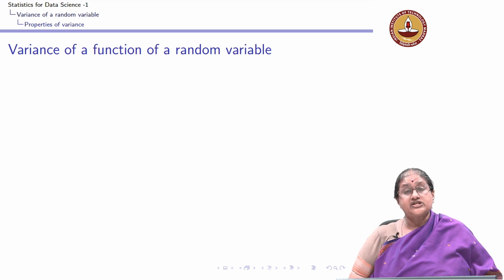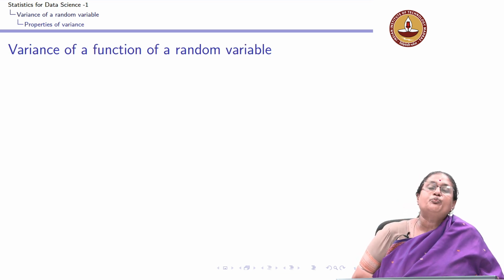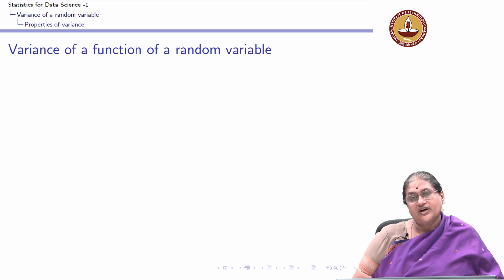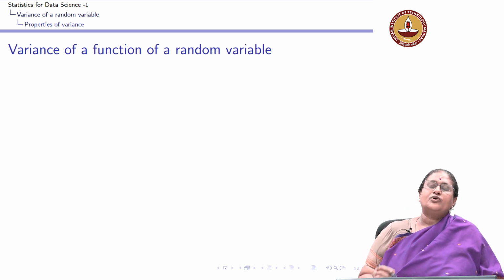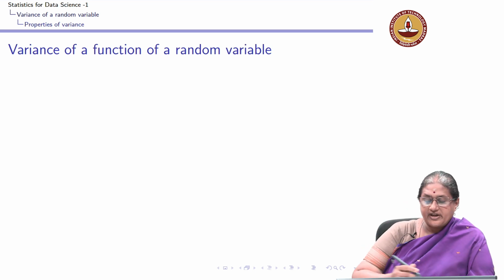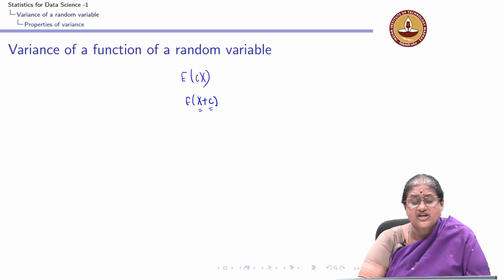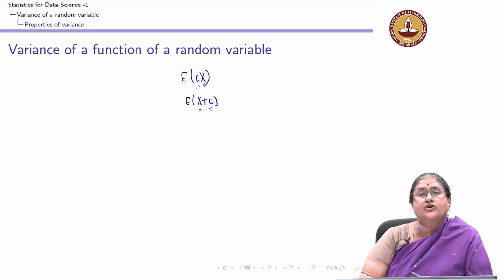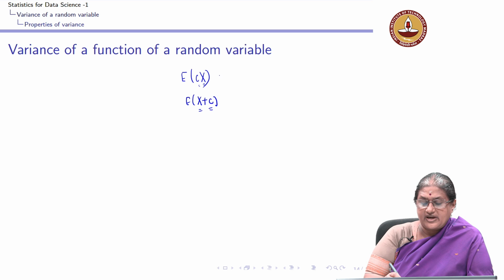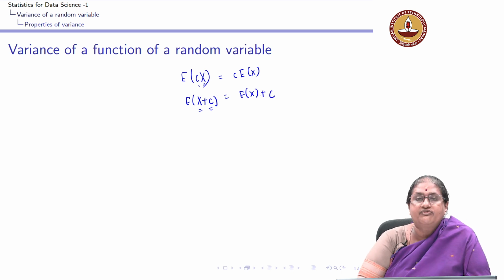The next thing we saw is a few properties of the variance of a random variable. Recall when we wanted to look at properties of expectation, we saw what is the expectation of a constant times a random variable and what was the expectation of a constant plus a random variable. That is, what would happen to the expectation if I multiply my random variable with a constant and if I add a constant to my random variable. If you recall, these were the properties when I looked at the expected value of a random variable.